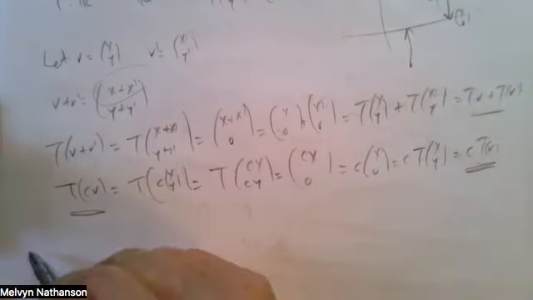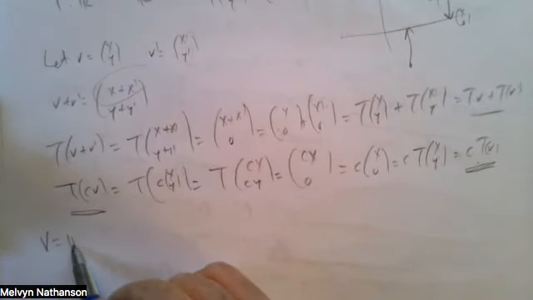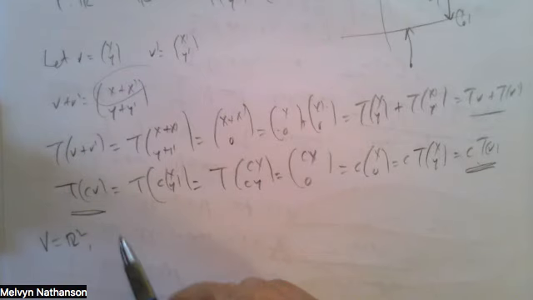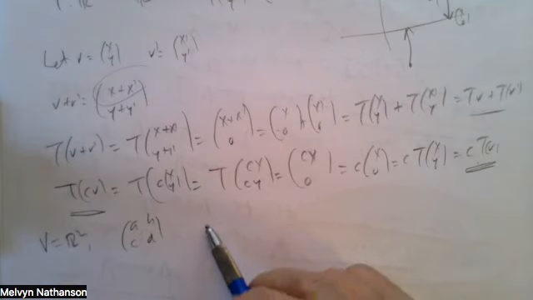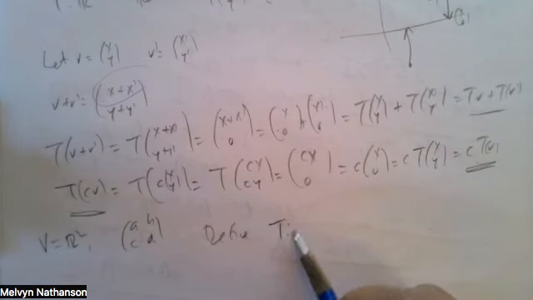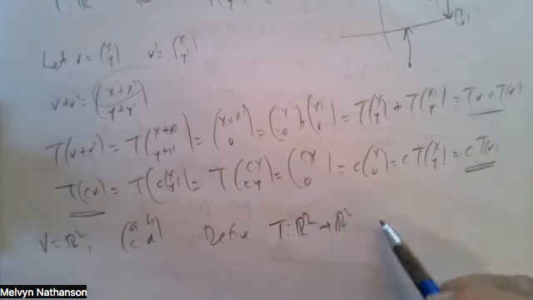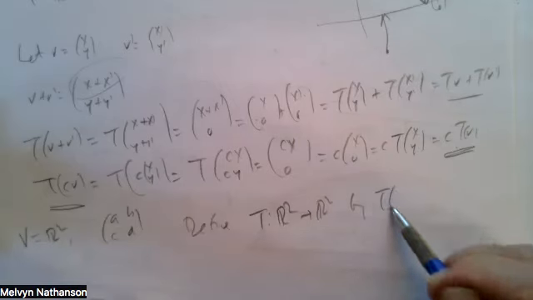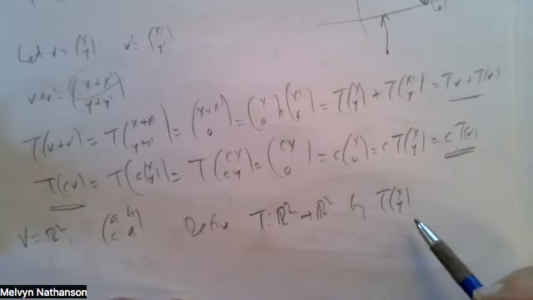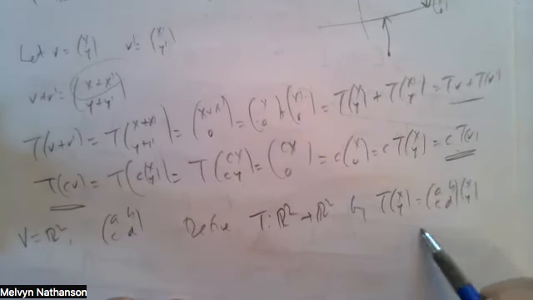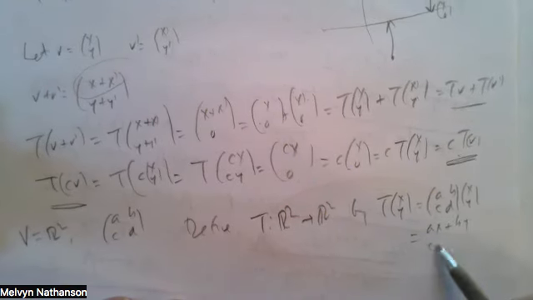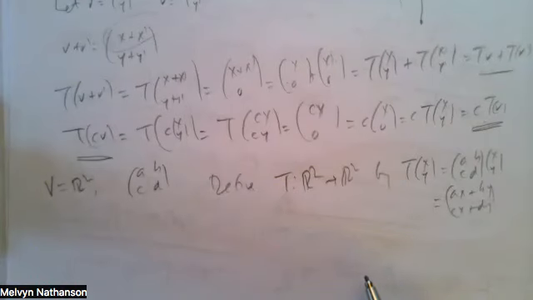Here's another example. Suppose we take V to be R2. Suppose we take a 2 by 2 matrix, A, B, C, D, and define T from R2 to R2 by matrix multiplication. T of the vector (X,Y) is the matrix (A B; C D) times (X,Y), which is (AX plus BY, CX plus DY). And you can check this is a linear transformation.